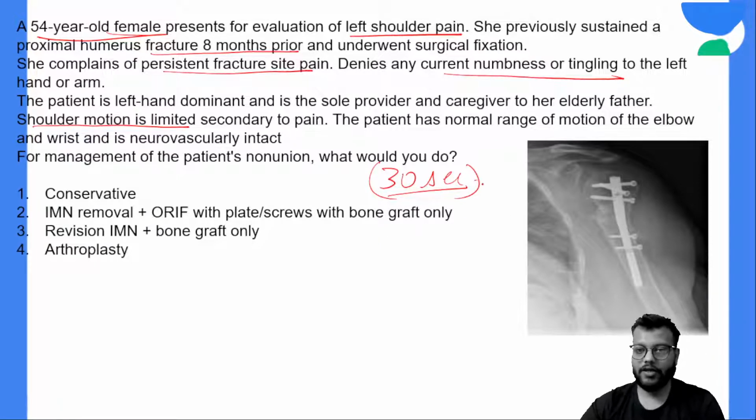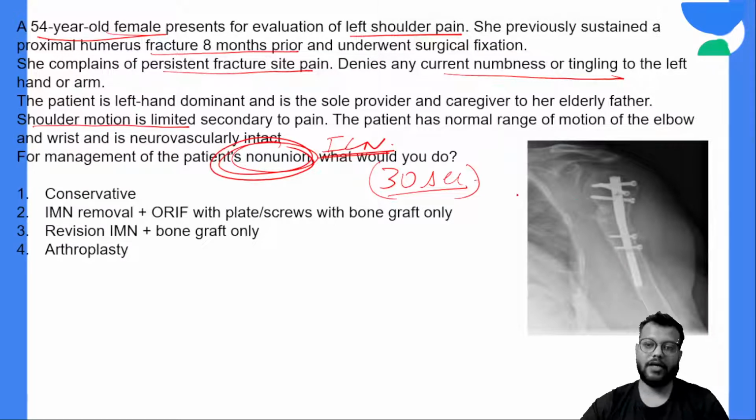Okay, so here you can very easily say that this is a typical case of old fracture with non-union, and there is ILN humerus in situ, or interlocking nail humerus in situ. So now what you will do, first of all, there should be grafting. You cannot manage it conservatively. The head, the articular surfaces are normal, so arthroplasty you will not do.